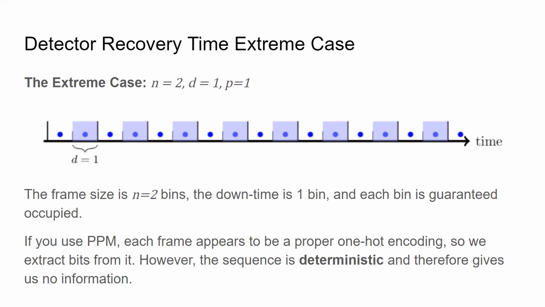And what's important is that since n equals 2, this will always give us valid 1-hot encodings for each frame. And so each frame is just going to be all 1 zeros or all 0 1s. And if we apply PPM to extract the key bits, we're just going to get key bits that are all zeros or all ones, and that's not going to be much of an encryption key. So even though we're getting literal bits, we're getting no information at all. We're getting no entropy at all because the bit sequence is deterministic.